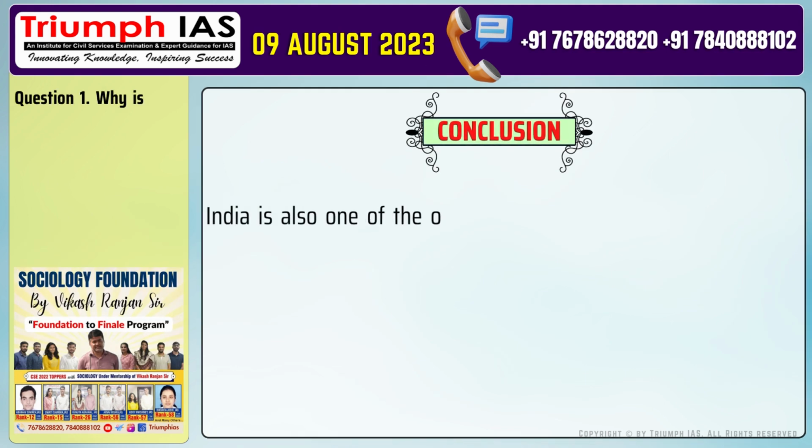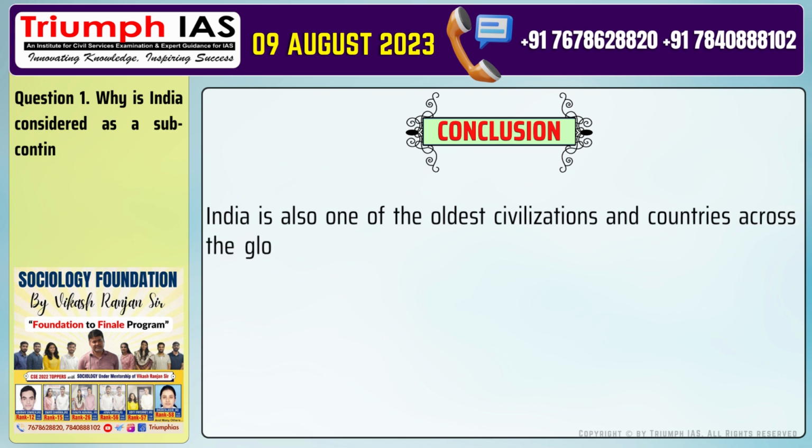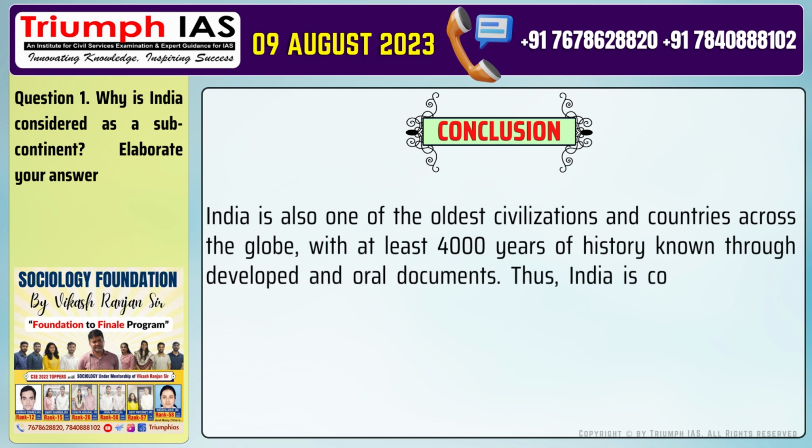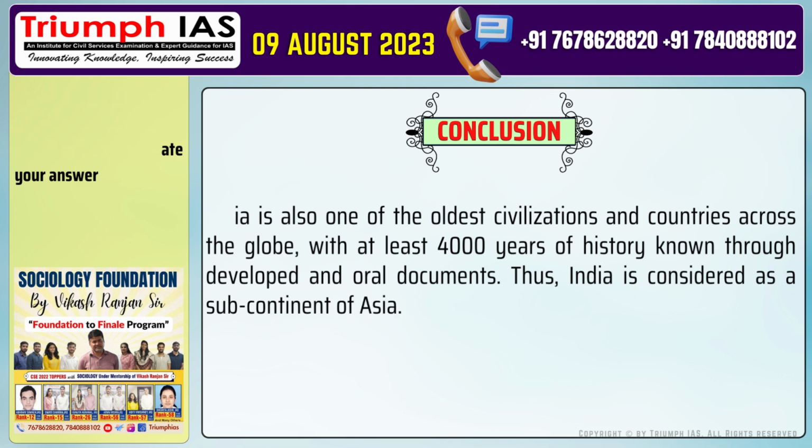Conclusion of the answer is: India is also one of the oldest civilizations and countries across the globe, with at least 4,000 years of history known through developed and oral documents. Thus, India is considered as a subcontinent of Asia.